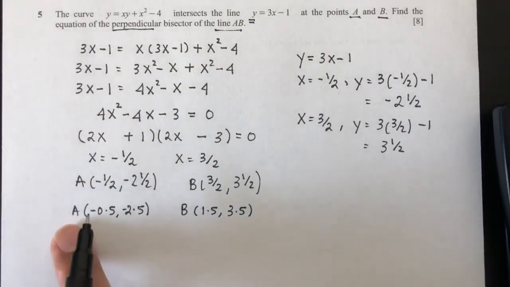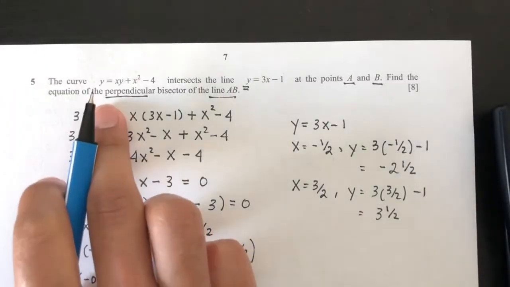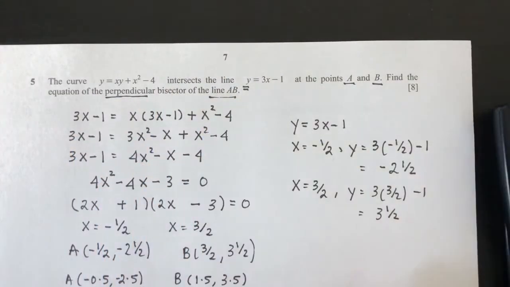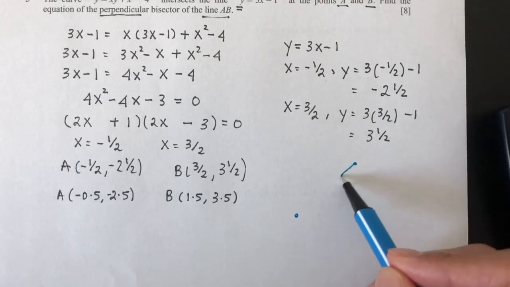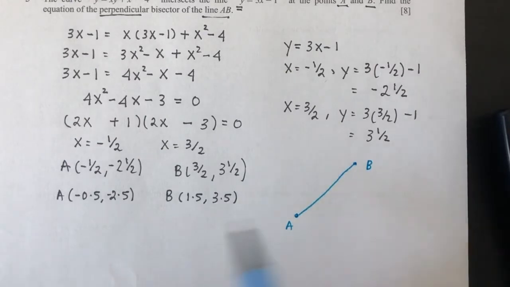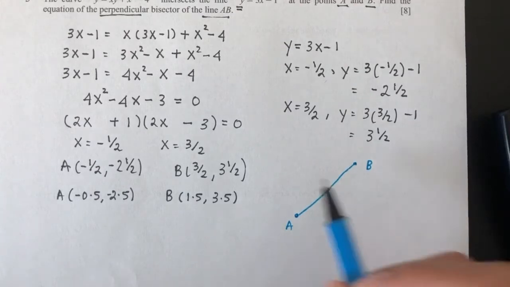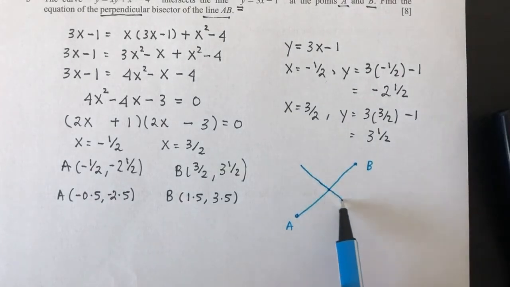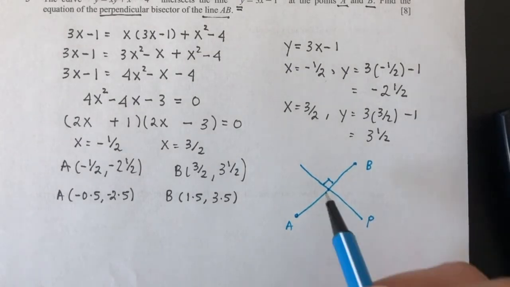So now you know the points A and B. So from this we have to find the perpendicular bisector of line AB. So for example, here we have a point A and here we have a point B. They join together, right? AB. So we have to find the perpendicular bisector. So this line goes through the midpoint of AB at 90 degrees. That's what is called a perpendicular bisector. Let's call this one the line P. So this point is the midpoint.